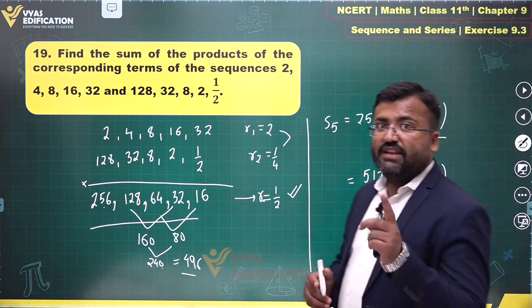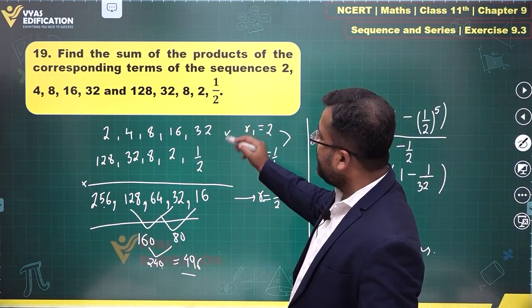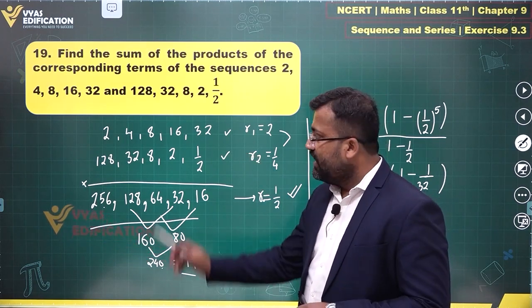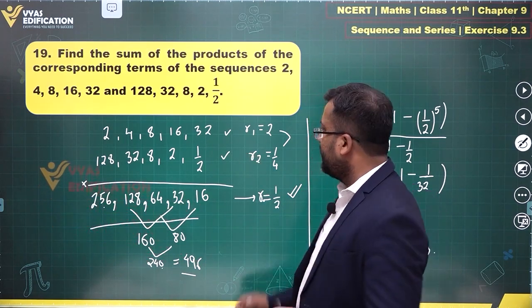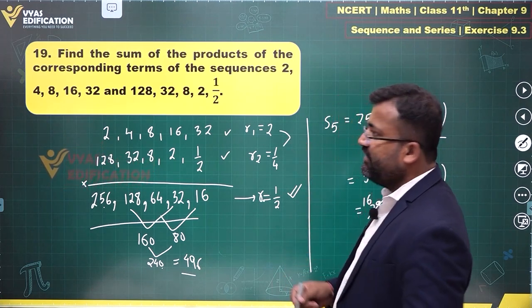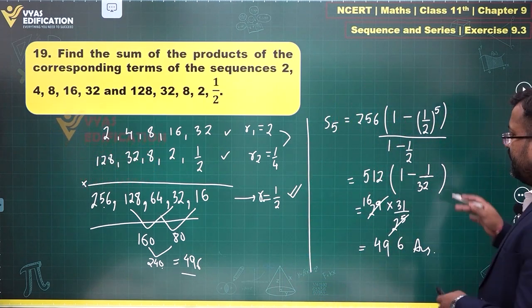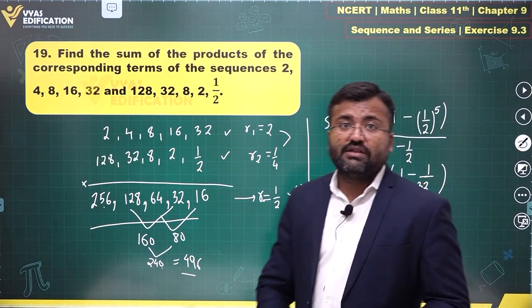So what do we identify? The important thing to identify is that if you multiply corresponding terms of two GPs, the resulting sequence is also a geometric progression, and the common ratio is the product of R1 and R2. That's what we have done, and this is how we can solve this 19th question.